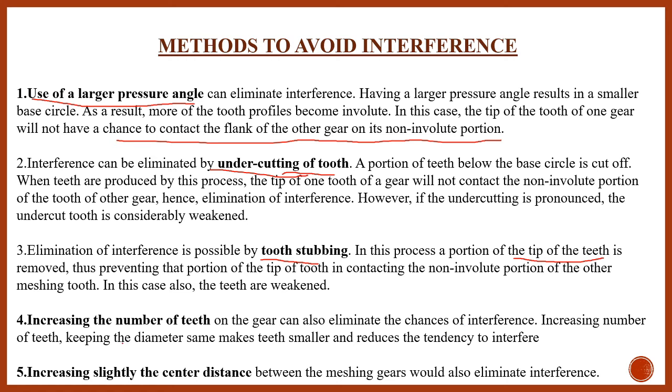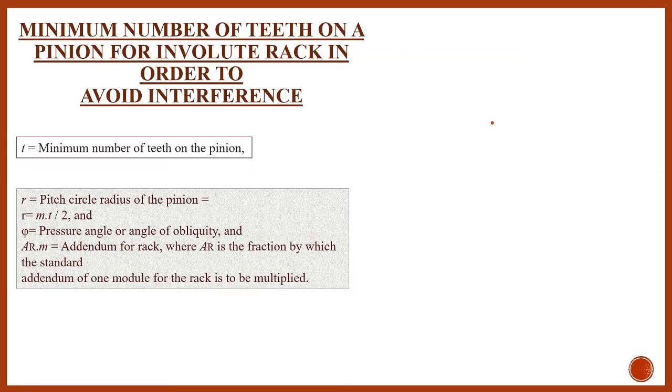That means, okay. Again, the last one is increasing the center distance. That means by increasing the center distance between two meeting teeth, the addendum circle of the driven gear cuts the common normal just above M, or in between M and N, which are the interference points. With the help of this, we can avoid the interference.